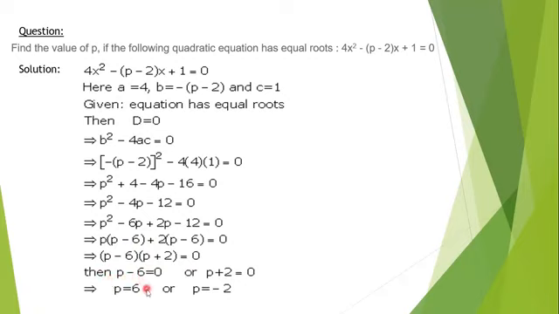So what are the values of p? p is equal to 6 and p is equal to minus 2. What was the question? Find the value of p for which this quadratic equation has equal roots. So we have calculated two values of p which will satisfy the given equation, and if we put these values of p here, we will get discriminant equal to 0.